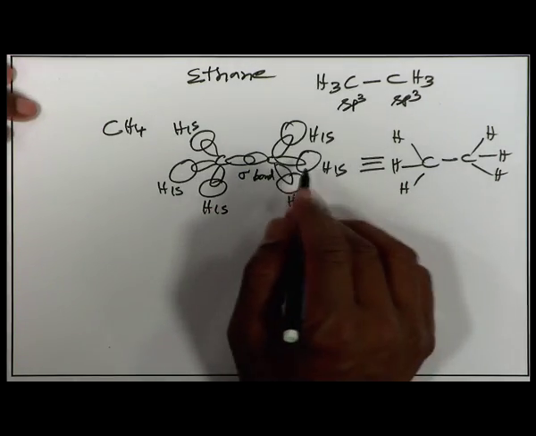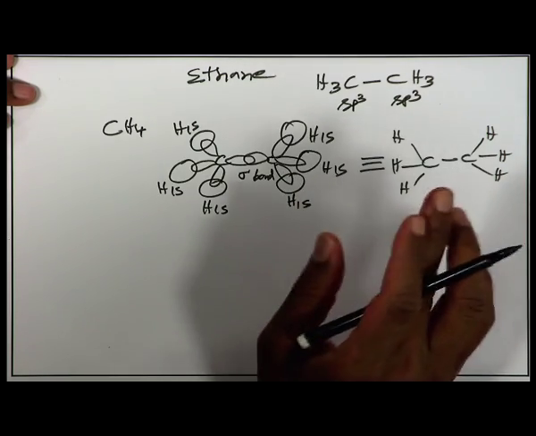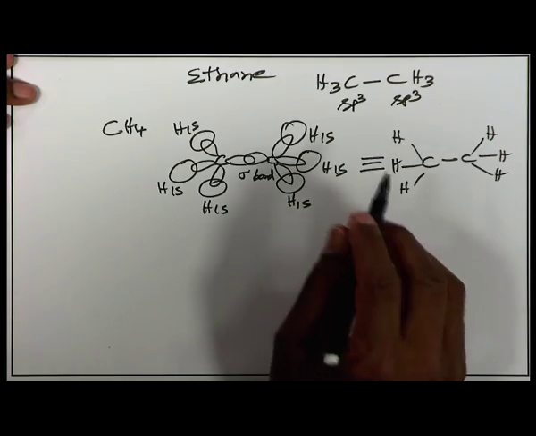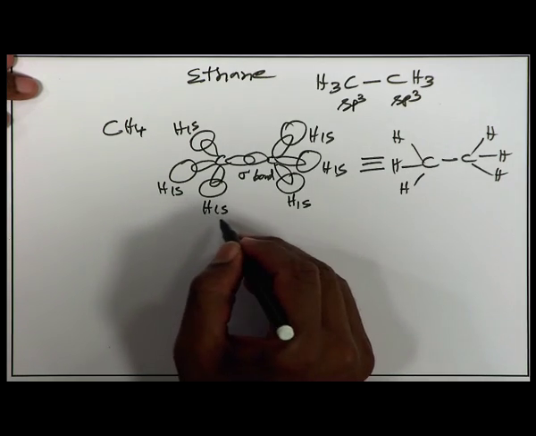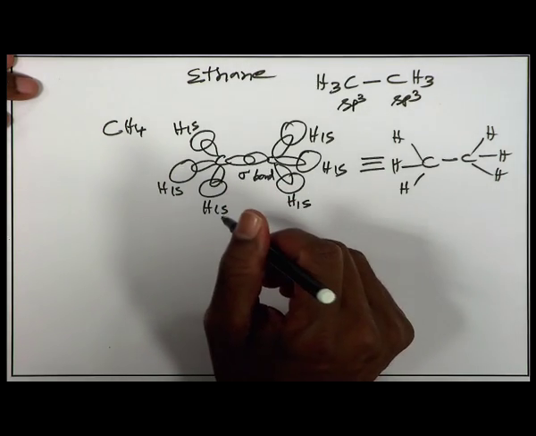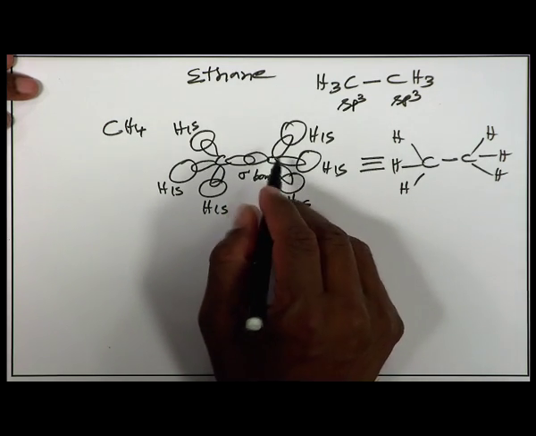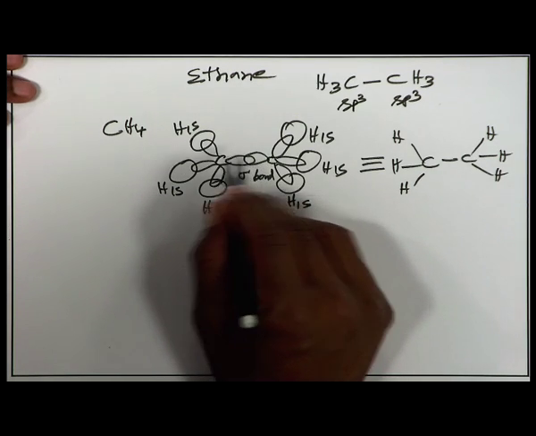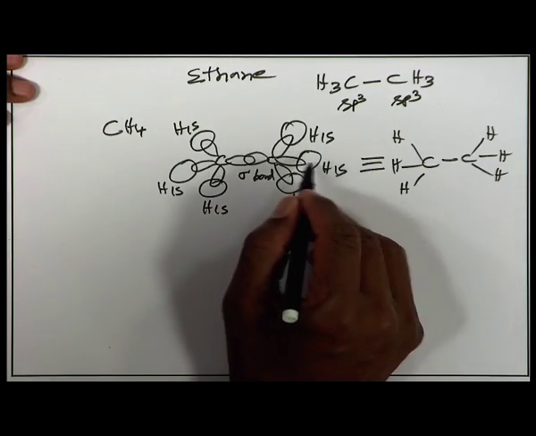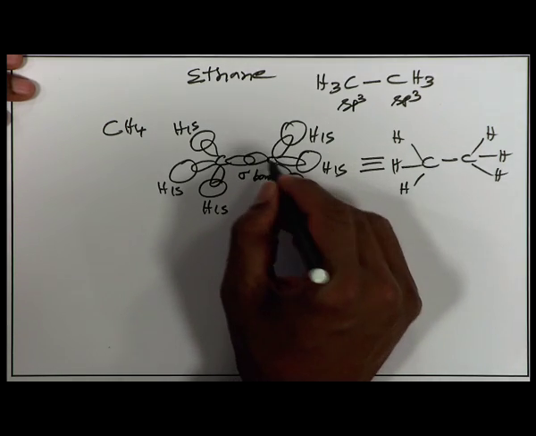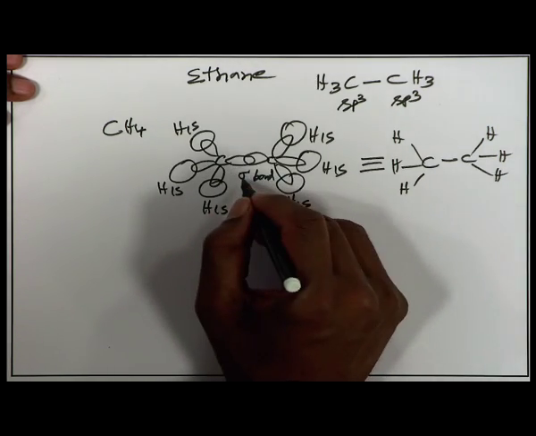So, the bonds are formed essentially by overlap of atomic orbitals between the hydrogen 1s orbital and the carbon sp3 hybridized orbital, and there is a sigma bond formed between the sp3 hybridized orbital of one carbon and the sp3 hybridized orbital of the other carbon, so that there is a sigma bond between them.